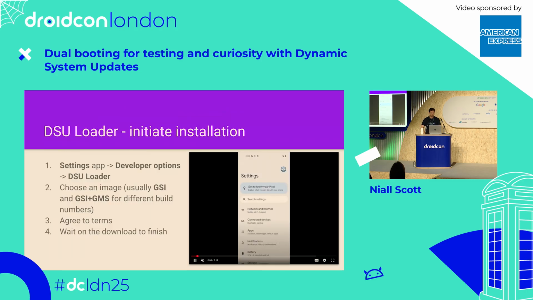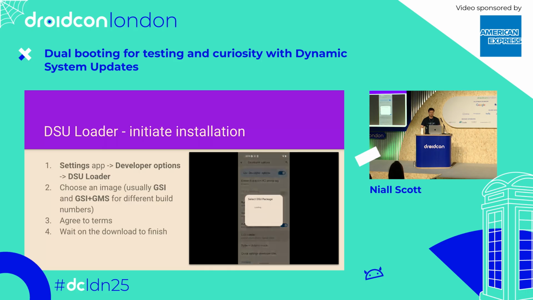So you should see a video on your screen here, on the presentation here. If we go to the Settings app, then we navigate to Developer Options, then the DSU Loader option. Then a list of images is presented to you. These will be GSI or GSI plus GMS, and you can choose whatever you want.